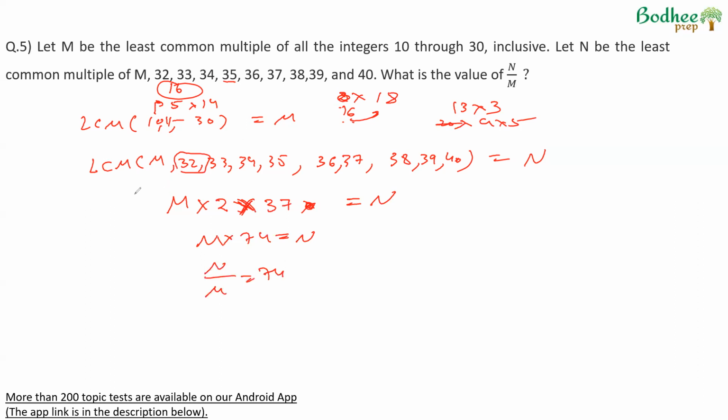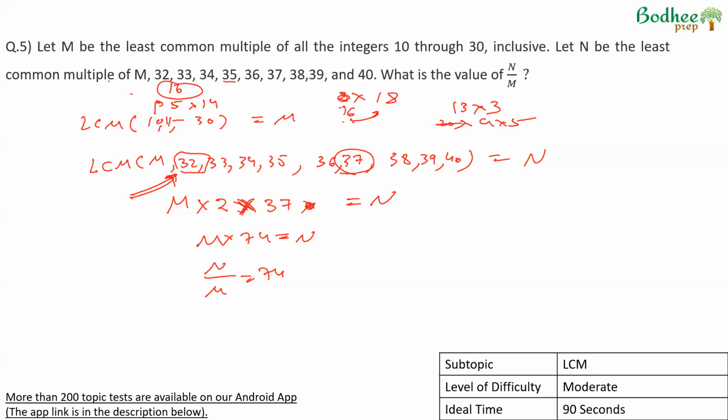The LCM changes at a power of a prime or at prime numbers. So LCM will change at 32 because it is a power of 2. So it gets multiplied by 2 and then it changes at 37, which is a prime number. So we can directly write n is equal to m into 74.